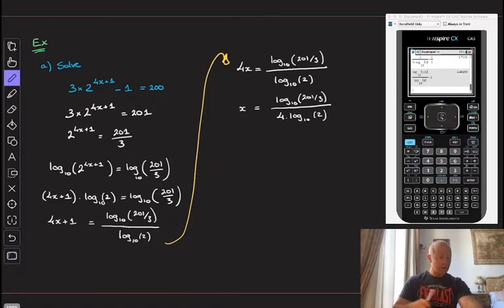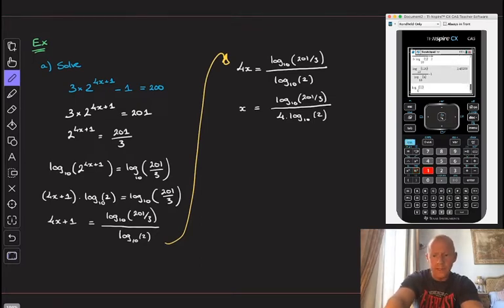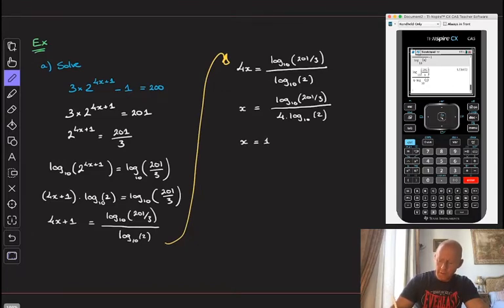And that's the answer. Now again, at this stage, this is not something you would do by hand. Beyond this point, you need your calculator. And so if I take my calculator here, I need to calculate log base 10 of 201 over 3, and I divide that by, in parentheses, 4 times log base 10 of 2. Exit the parentheses and enter. And in this case, we find that x is equal to 1.51652. Done. That's the answer.